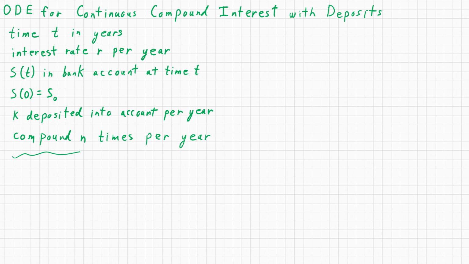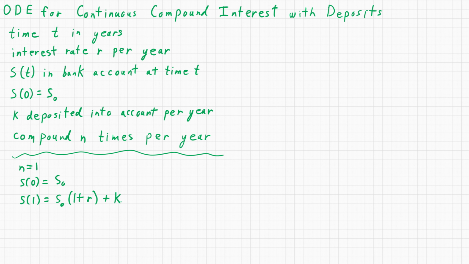All right, let's start with the simplest case here. So the simplest case is n equals 1. And in that case, we're going to have S at time 0 is equal to S naught. Then we're going to have S at 1 year is equal to, well, it's S naught times 1 plus, since it's compounded once per year, r over 1, so just r. And at the end of the year, you're also going to add in this amount K that you deposited.